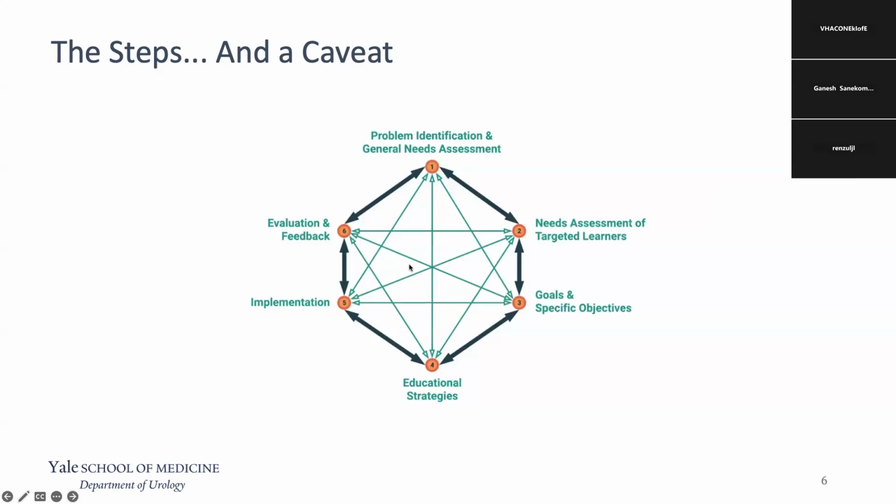So as an example, part of step 5 in implementation is getting institutional buy-in and financial support, which, as you can imagine, happens early on in the process while you're performing your needs assessment and thinking about creating goals and developing your educational strategy. So in no way is this a linear or circular approach, but instead it takes time and lots of iterations to get you to your final destination, creating a good educational curriculum.